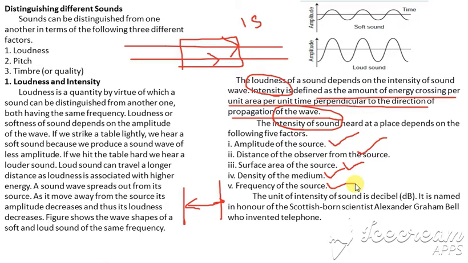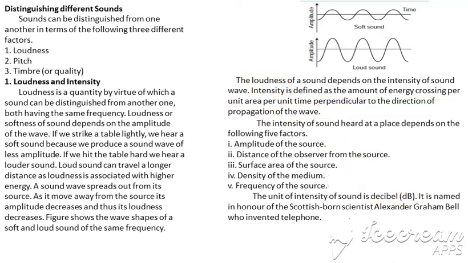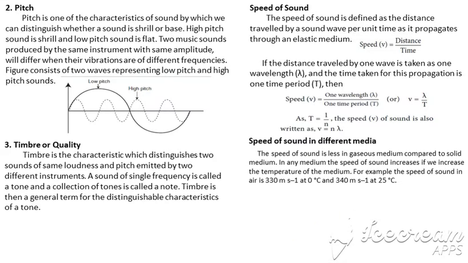And next, if you see the unit of intensity, it is given by decibel. Okay, so the unit of intensity is decibel, and it is denoted by dB. Okay, yes, clear. And it is named after the scientist Alexander Graham Bell, who invented the telephone. Yes, clear. Then next we have pitch.